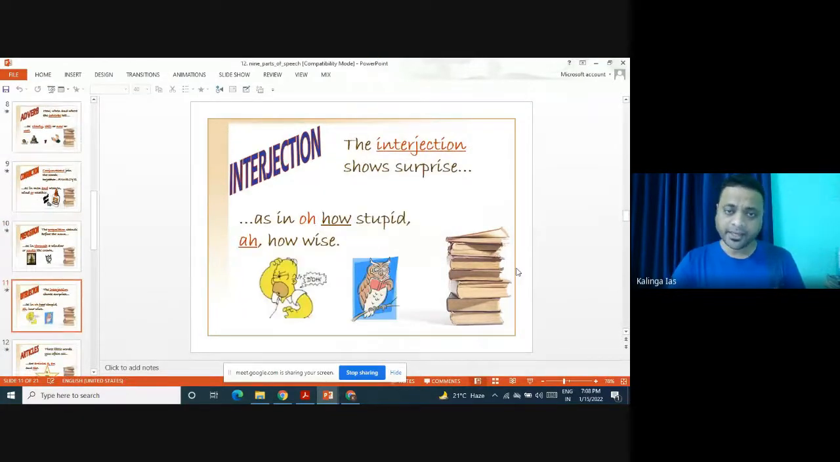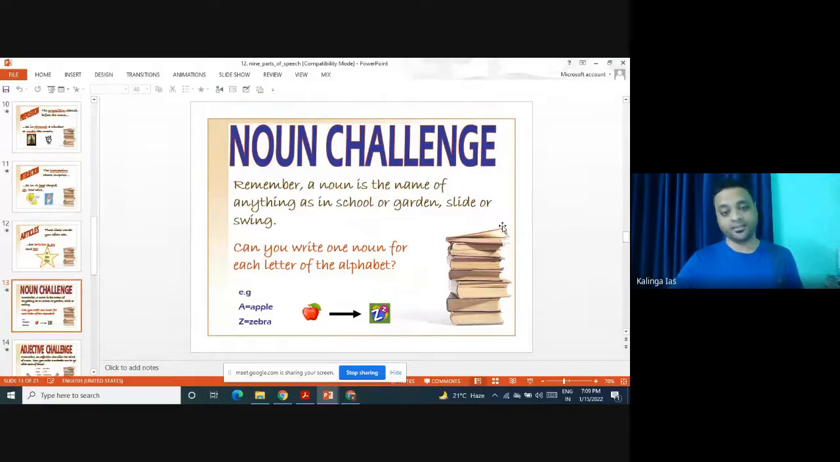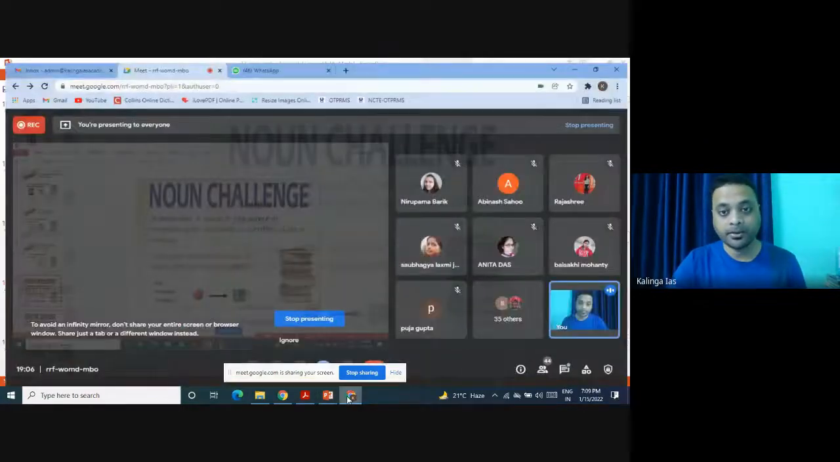Then interjection. Something wonderful, something shocking, surprising. Alas. Oh. Wow. All these words express surprise. Then articles, a and an. This is the discussion we had along with examples and all those things. We took a long time to discuss, and we made sure that everybody understood. After that, we started a challenge, the noun challenge, starting from alphabet A. We went up to Z, supplying at least one noun for each alphabet. That is what we had. Let's go ahead from here. Okay.